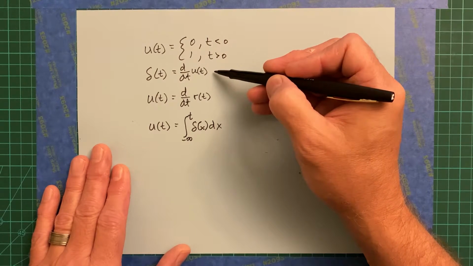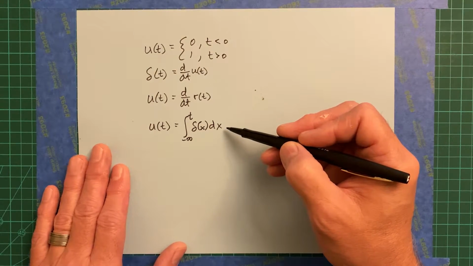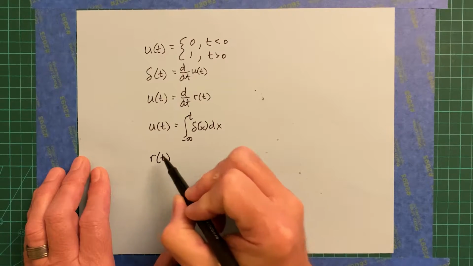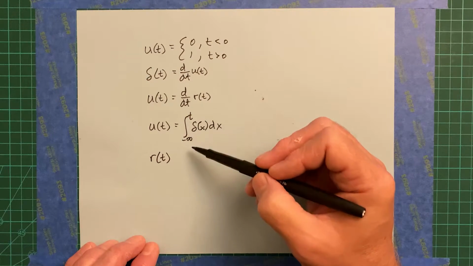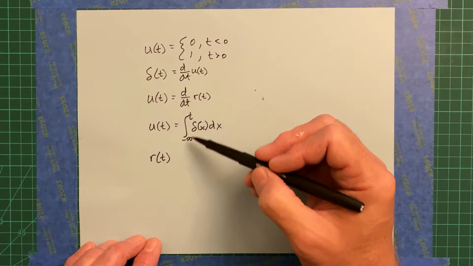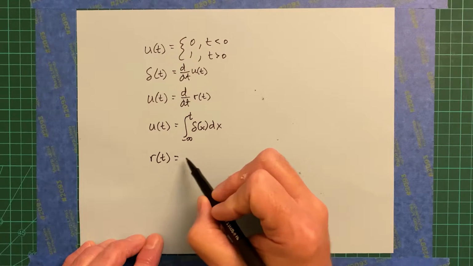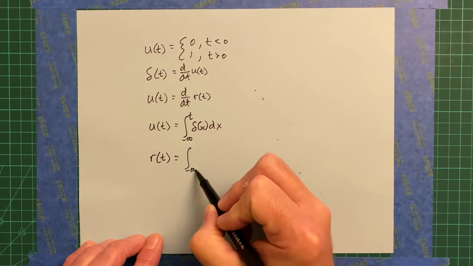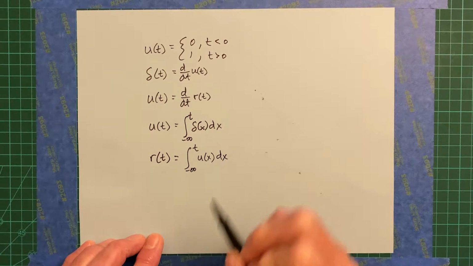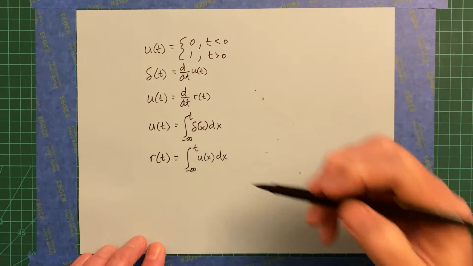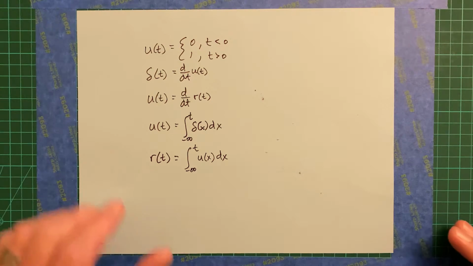So just take this relationship here and solve for u(t), and you're going to end up with something like that. Okay, and then by the way, the reason that the limits are like that is because we want t to be within the boundary. It could have equally been something else, but we need to make sure that t is within the boundaries of the limits. r(t) is the integral from negative infinity to t of u(x) dx, like that. Okay, so those are the general relationships between these three functions that we've learned here.